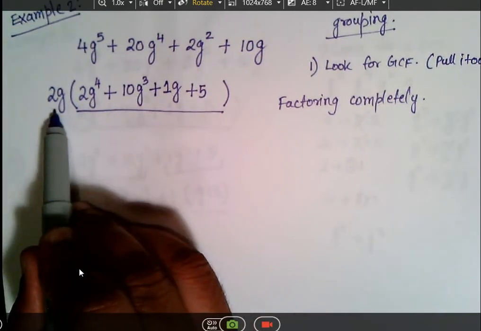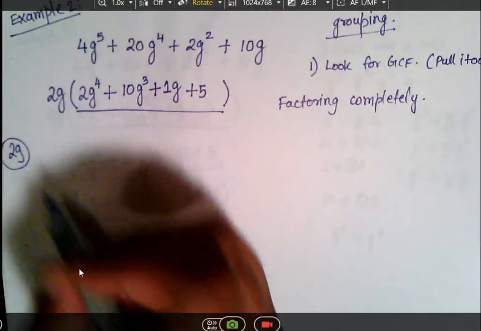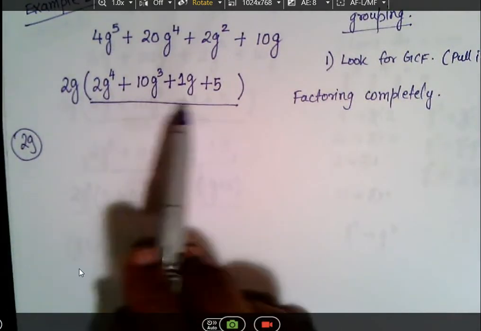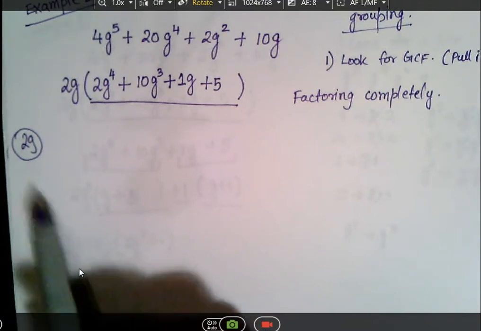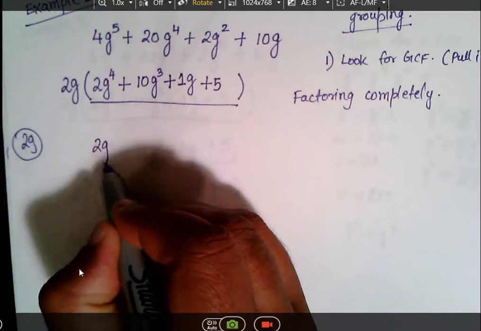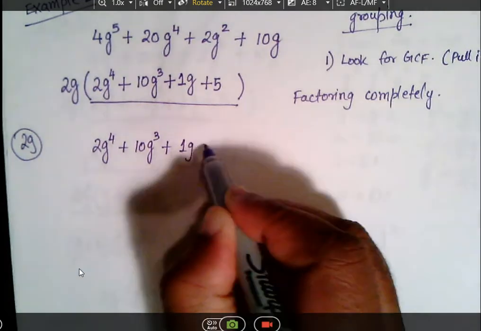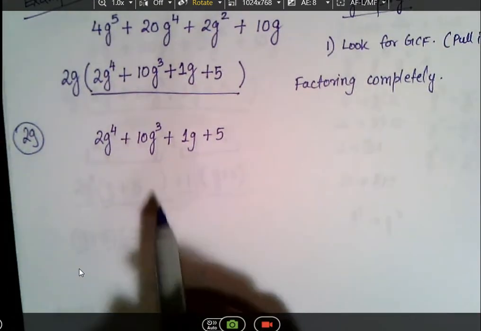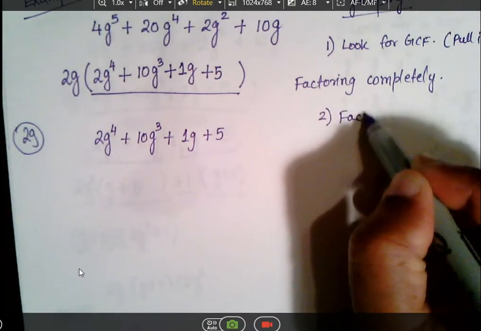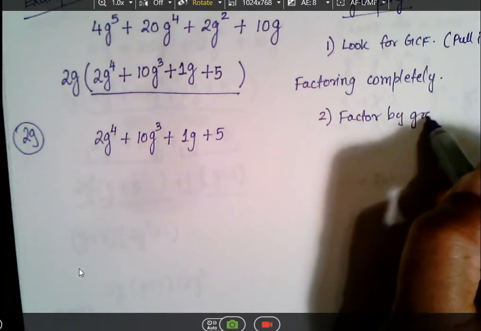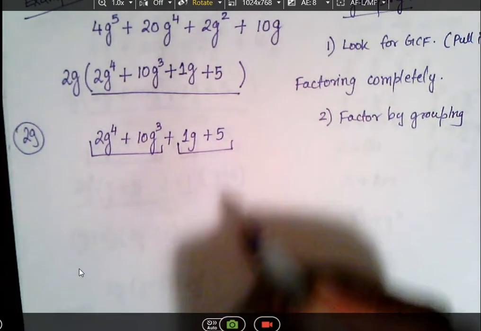So here I have a GCF and I have the other polynomial. The GCF, I'm going to keep it aside for a minute until I go ahead and factor that out. So this guy is waiting there. I'm going to bring it back in my final answer. All right, so I want to focus on 2g power 4 plus 10g cubed plus 1g plus 5. Now they have 4 terms. Now factoring by grouping. So I'm grouping the first 2 terms, grouping the last 2 terms.